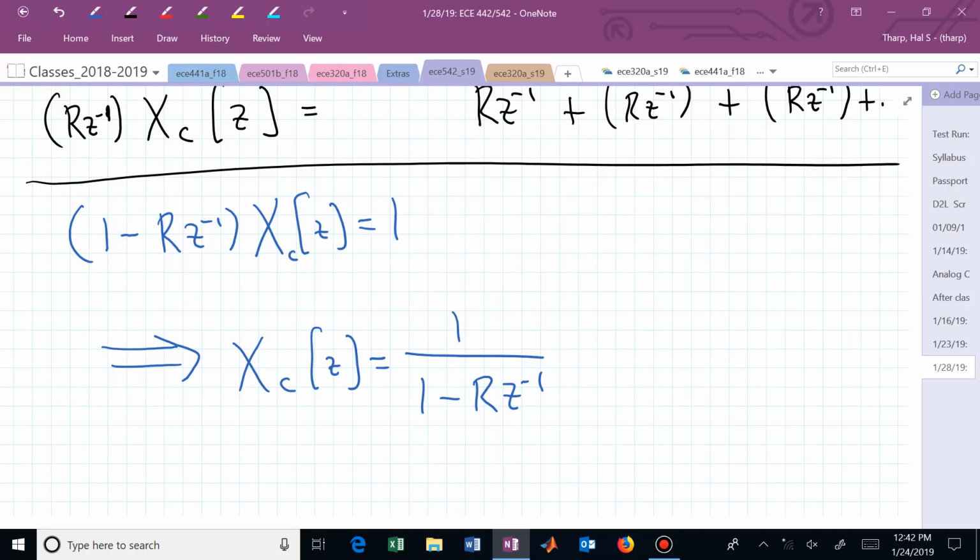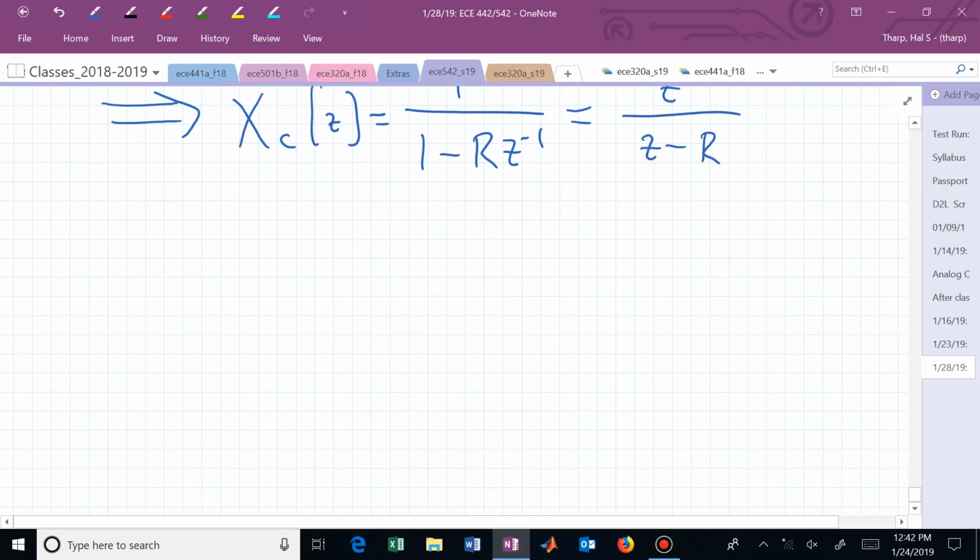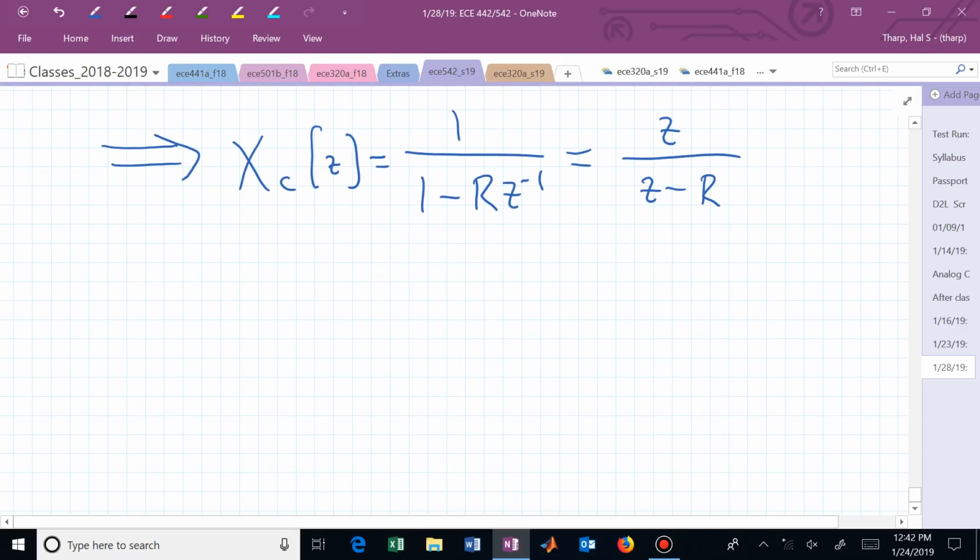This is now 1 over 1 minus rz to the minus 1, or we can clean that up. Let's multiply both top and bottom by z, or we're multiplying the whole thing by 1. That now gives us z over z minus capital R, and that converges, or is true, for what condition? Well, that is true as long as our common ratio had a magnitude less than 1. Well, we can write that as r over z less than 1.